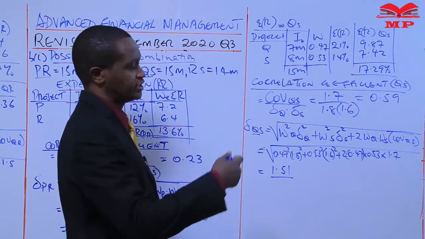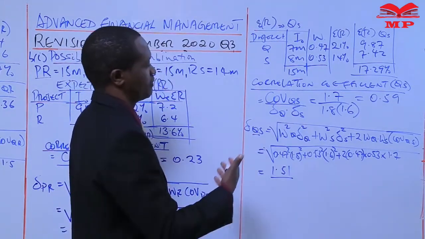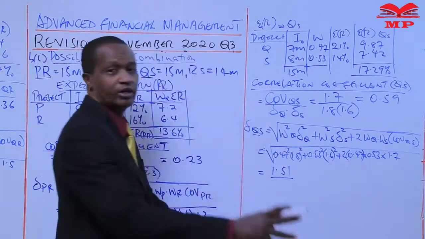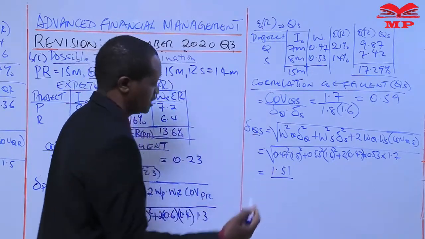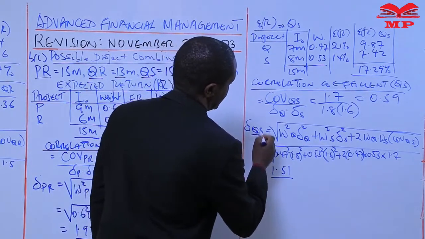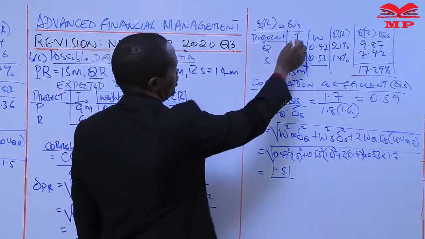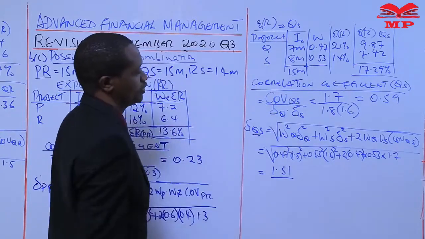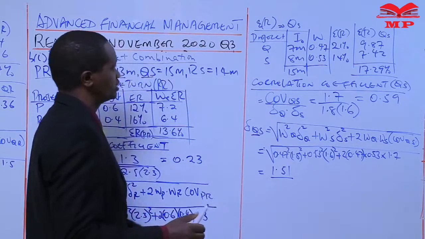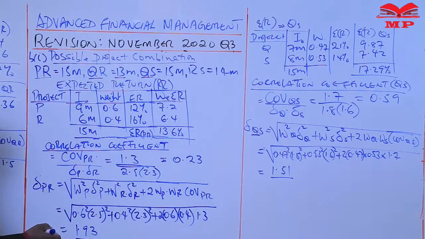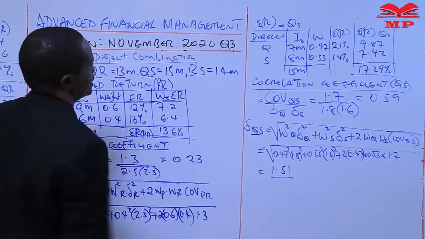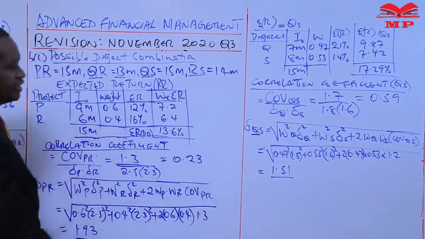A portfolio is an investment, or a combination of investments, a set or group of investments. This company had an option of investing in projects Q and S combination. This is combination QS. So the standard deviation of this portfolio is 1.51. Then we will again compute the expected return for combination RS.